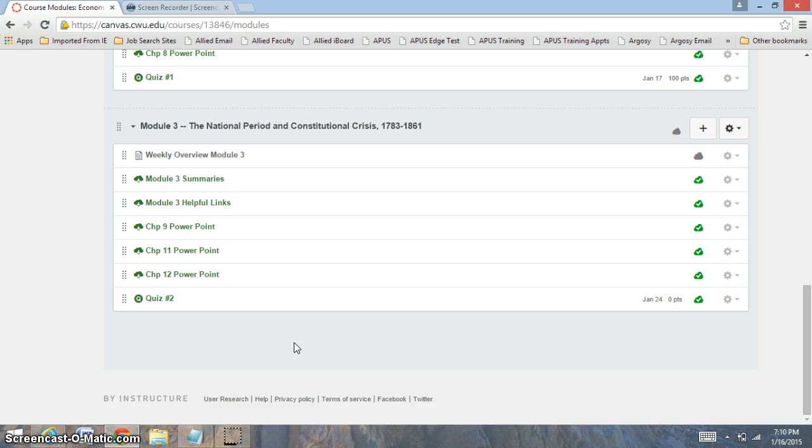In Module 3, we're going to be continuing on with the same period that we just focused on, the national period and constitutional crisis. The period will be from 1783 to 1861. You'll notice that there's a lot of similarities in terms of the foundations of a lot of key terms that we've been seeing in our economy that have been building, and it's been established during this time period.